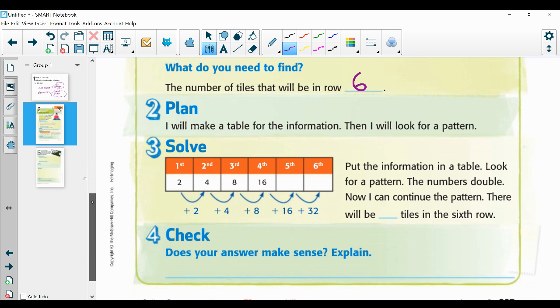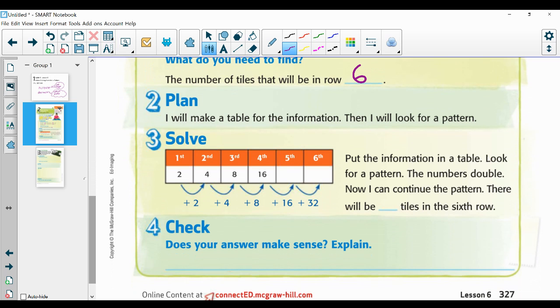So here's my table. 2 in the first row, 4 in the second row, 8 in the third row, 16 in the fourth row. So I'm going to check for a pattern. 2 plus 2 is 4. Now, if I was a third grader, I'd think, oh, adding by 2. So I'll just do plus 2. 4 plus 2, whoops, that's not 8. So I need to check my pattern. 2 plus 2 is 4. 4 plus 4 is 8. 8 plus 8 is 16.